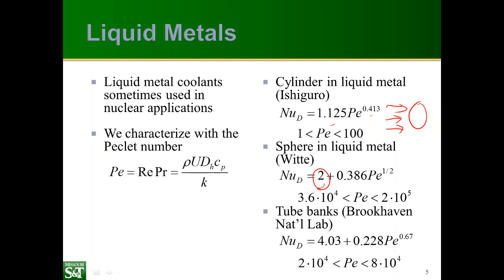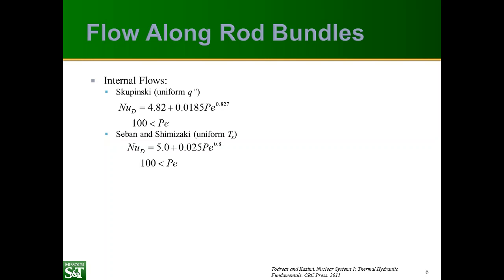You can also look at tube banks. There was some work done at Brookhaven National Laboratory, and you could see the constant and the Peclet number term for that as well. Now we can also look at internal flows. If you have flow in a pipe or some kind of duct, you want to use the Skupinski correlation if you have a uniform heat flux on that duct, or if you have a uniform surface temperature, you're looking at the Sleicher and Rouse correlation.